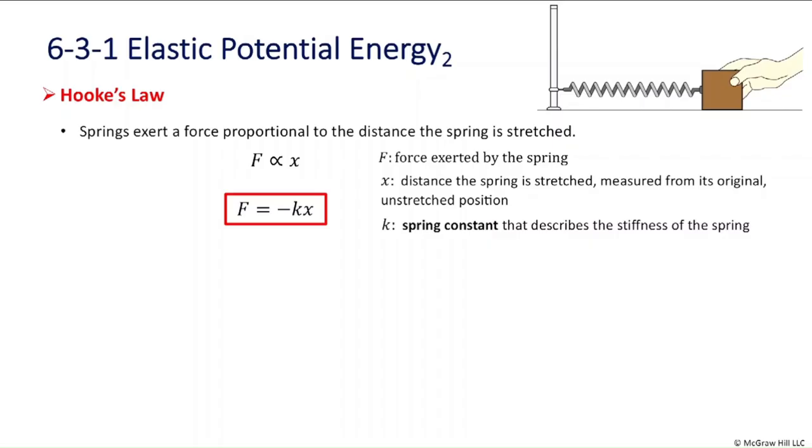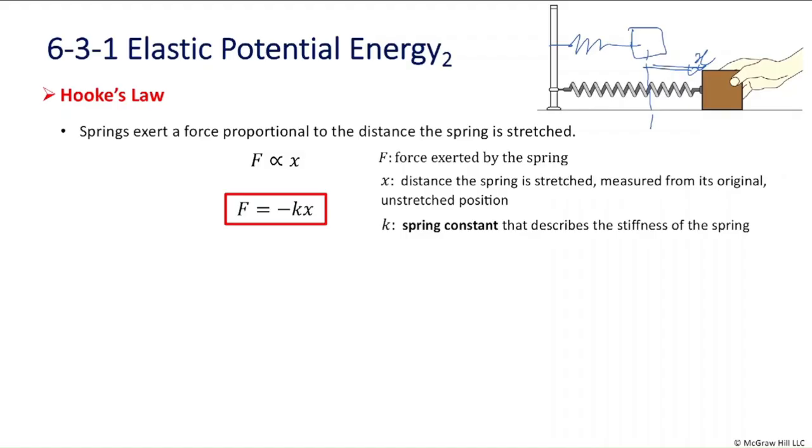And F is the force exerted by the spring, and x is the distance the spring is stretched, which can be measured from its original unstretched position. So if this is the original unstretched position, then x is this distance. Okay, so this is called Hooke's law.